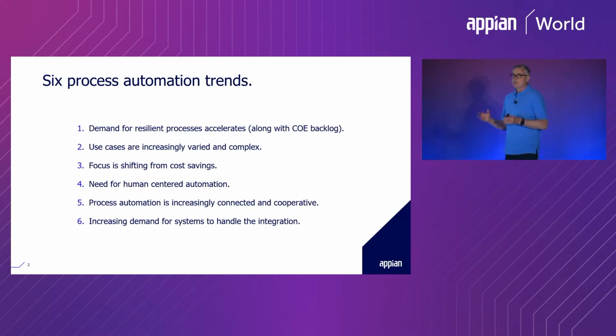The need for the human in the process is critical. If you try to automate without it, it's fraught with issues. Even with exception handling, you have to account for how you're going to manage those exceptions. The automation is becoming increasingly connected and cooperative. You need to have those processes working together. That idea of connectivity is critical.